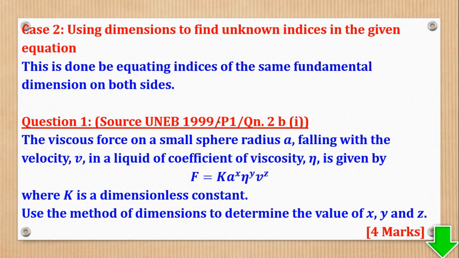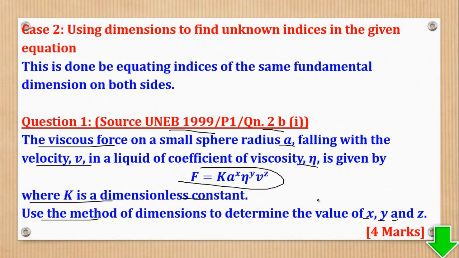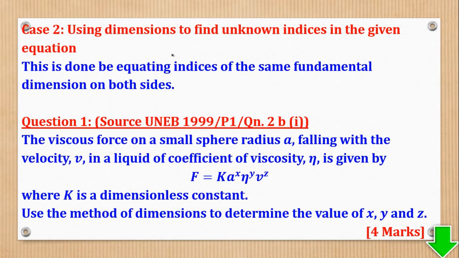As you shall see, so question 1 came from U.A.C.E 1999 paper 1 question 2b, and it says the viscous force on a small sphere of radius a falling with the velocity v in a liquid of coefficient of viscosity this is given by this expression, where k is a dimensionless constant. Use the method of dimensions to determine the value of x, y, and z. So you shall remember that we equate the same fundamental dimension on both sides, the indices.